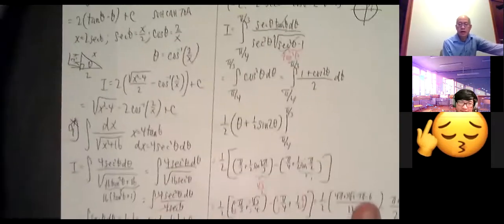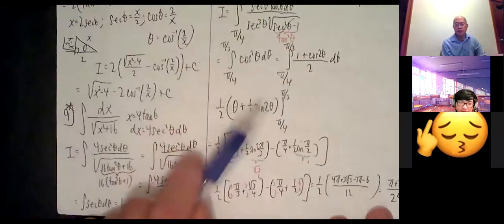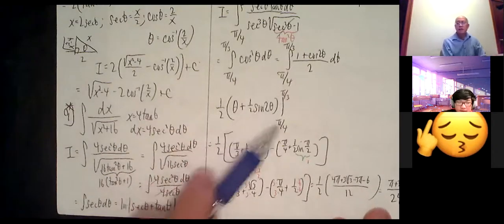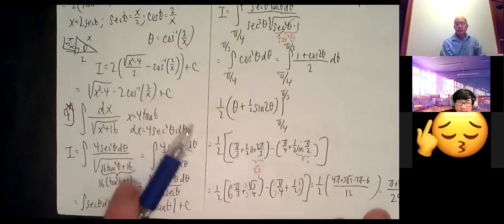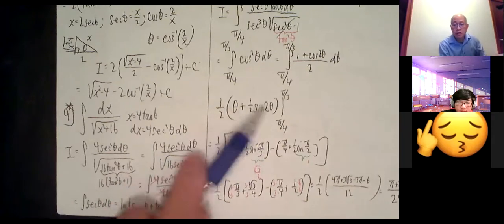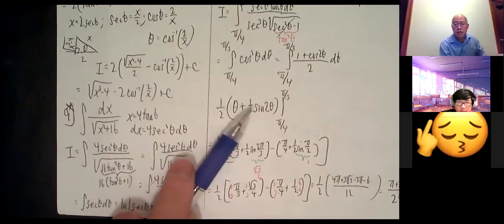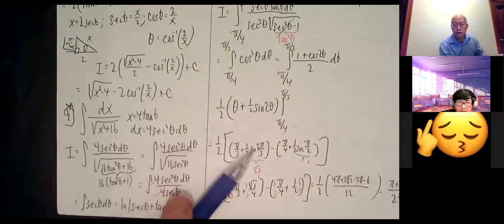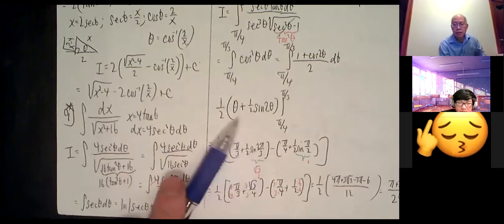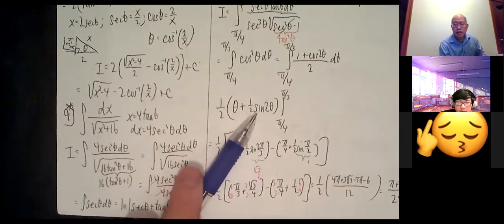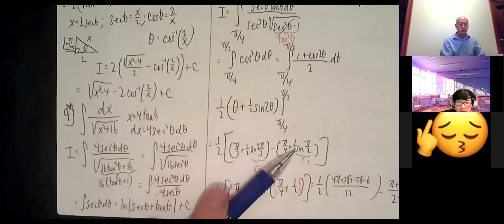Okay. And now it's just some heavy-duty trig. It really doesn't come out nice, unfortunately. But pi over 4, pi over 3. So here we go. Plug in pi over 3: 1/2 pi over 3 plus 1/2 sine of 2 pi over 3, minus parentheses, pi over 4 plus 1/2 sine of 2 pi over 4. 2 pi over 4 is pi over 2.